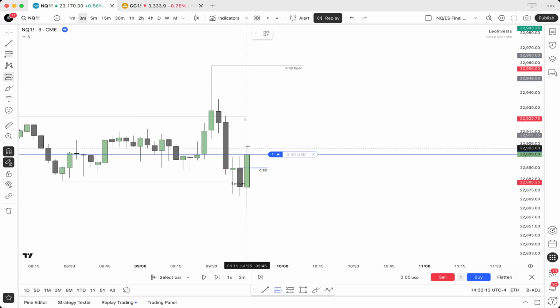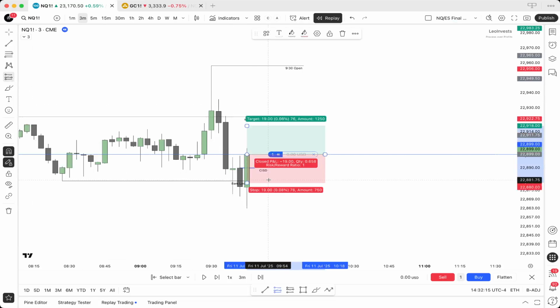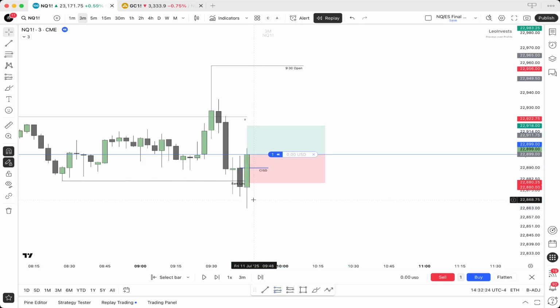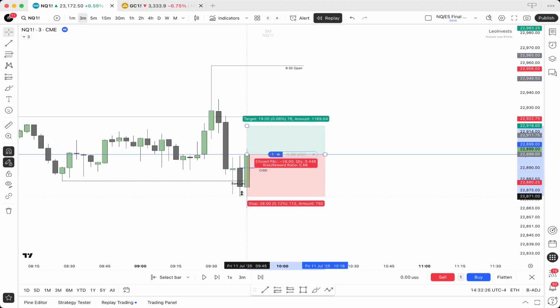So now let's look at a long position. Well, I entered on the closure of that candlestick. Where does my stop lie for this trade? Well, my stop lies at the low of that candlestick. Oops, apologies about that. My stop lies at the low of this change in state of delivery.